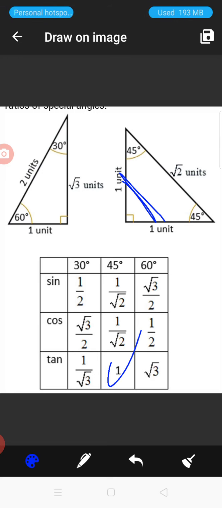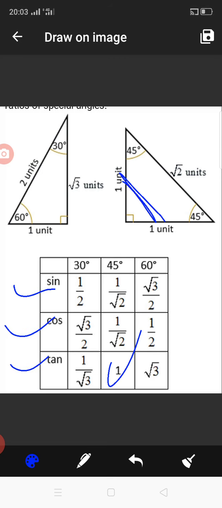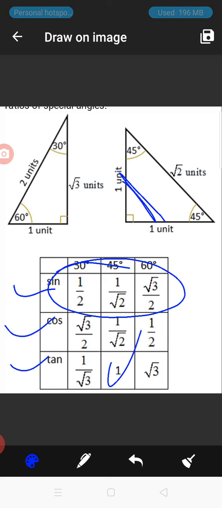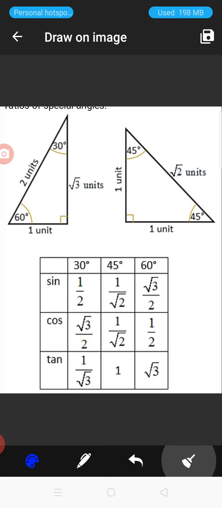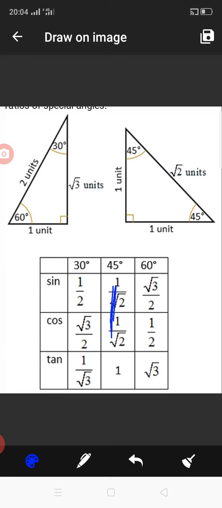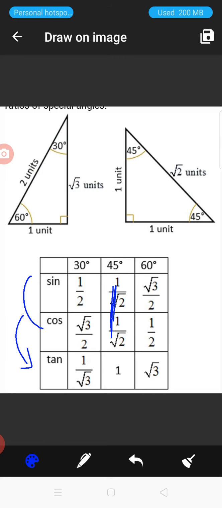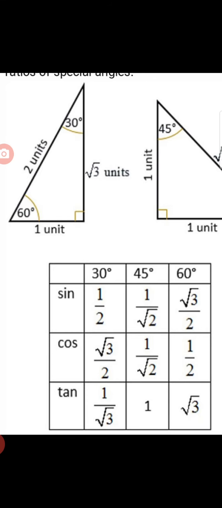In this way, for 30 degrees, 45 degrees and 60 degrees, we think for the three ratios sine, cos, tan. Sine of 30 is 1 by 2, sine of 45 is 1 by root 2 and sine of 60 is root 3 by 2. You have to remember these three. Then only interchange this, cross. 1 by 2 is here, root 3 by 2 is here and this is the same. Means using these 2 rows you can make the third one, and using all 3 you can make the next part, the next ratios for the remaining angles.